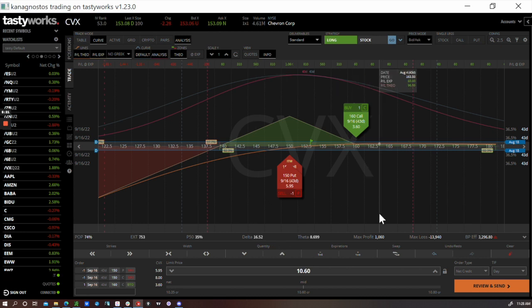Now, if you want to make more than just $60 if Chevron does take off to the upside, there are a couple of modifications you can make to this trade.